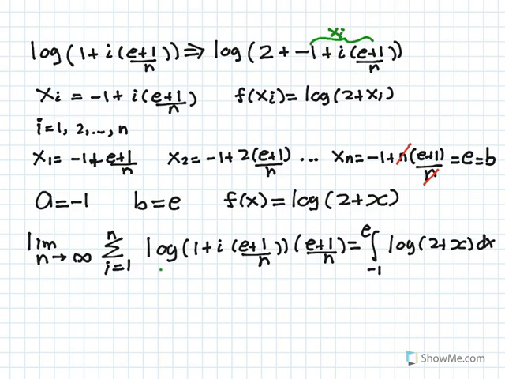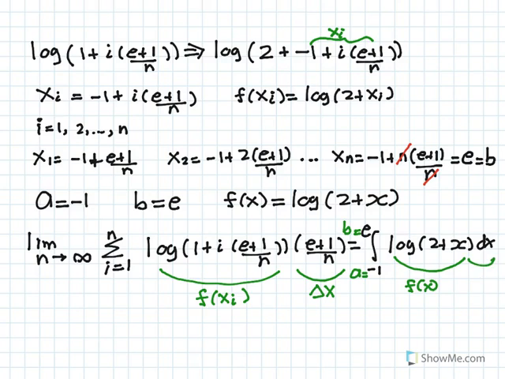So this part here is f of xi. That's the functional value. This part is delta x. The lower limit of integration is a equals -1. The upper limit is b is equal to e. This is the functional part in the definite integral. This is f of x, and this part is dx. The Riemann sum has been transformed into a definite integral.